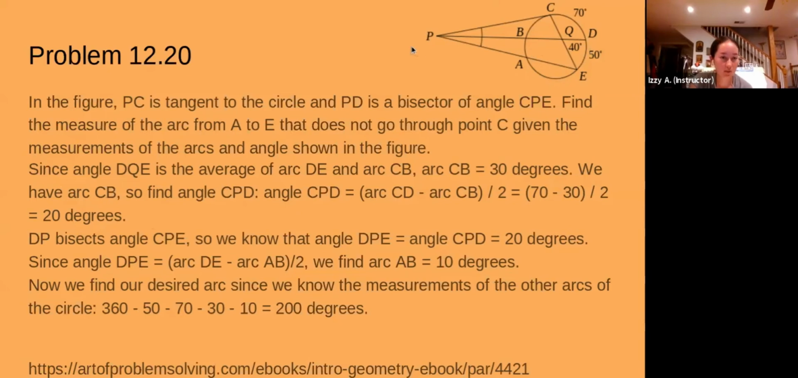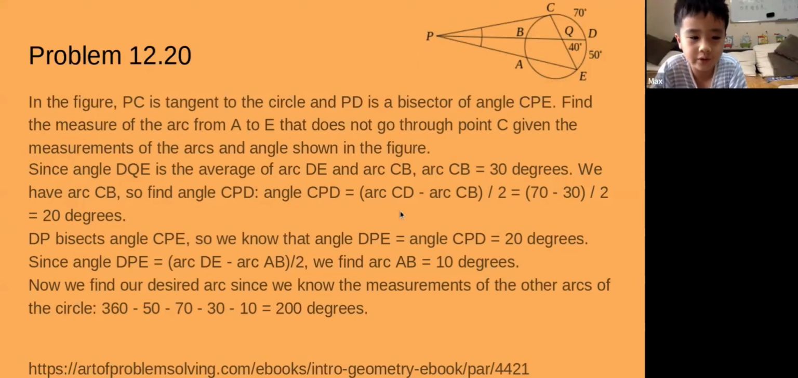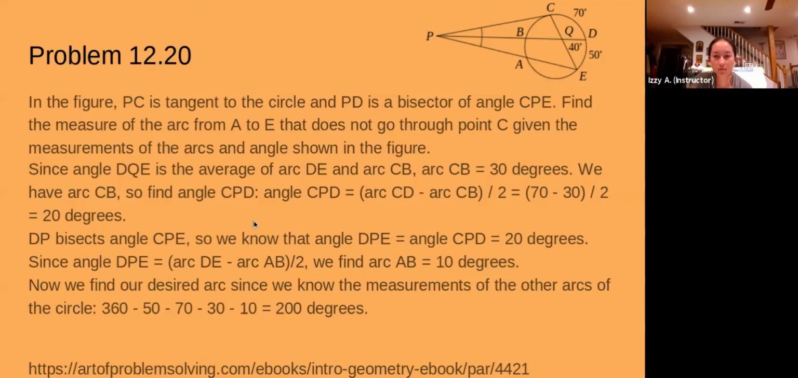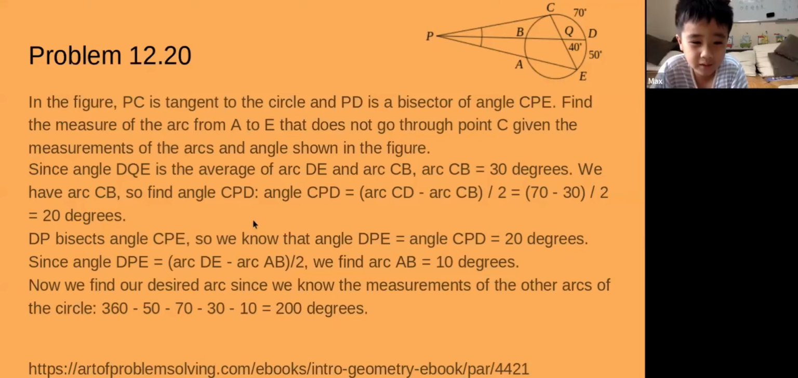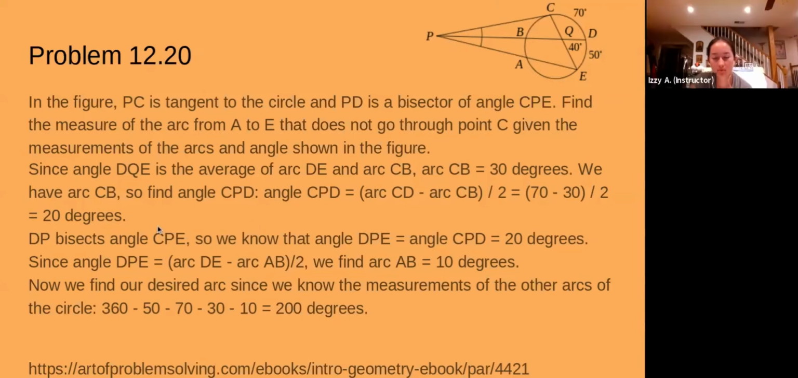So DP bisects angle CPE. So we know that angle DPE... So bisector is kind of... bisector. Can you see that? Can you see what bisector means again?